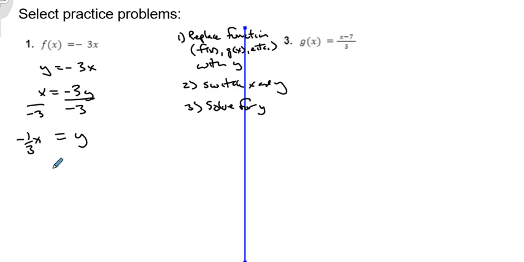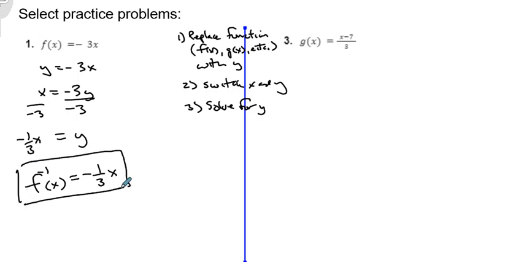All right, and so now I'm going to rewrite this using my function notation. So I'm going to go the inverse function of f, because that's what we found, is equal to negative 1/3 x. So this is our finished answer for number 1. And then for number 3, I'm going to move this over a little bit so we've got a little more room. Okay, so we've got this.